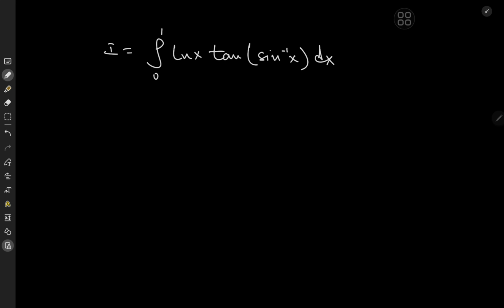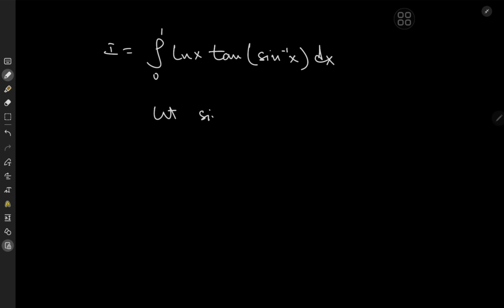Today we have yet another fascinating integral. We have the integral from 0 to 1 of log x times tangent of inverse sine x. Okay, cool. So that does seem like a lot, but a substitution here could make things considerably easier.